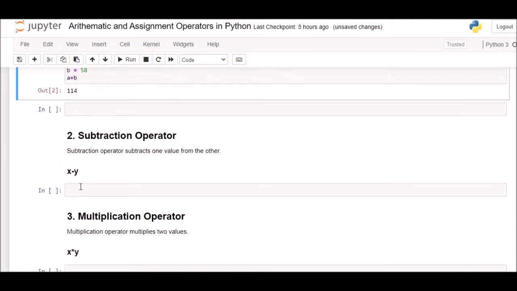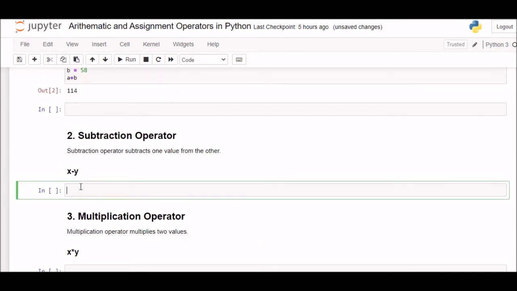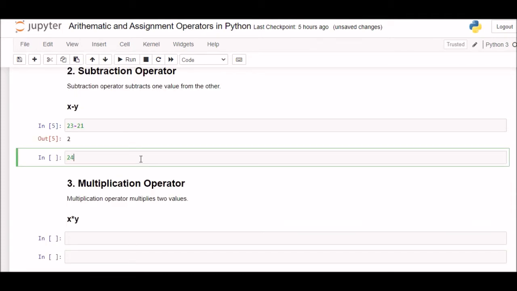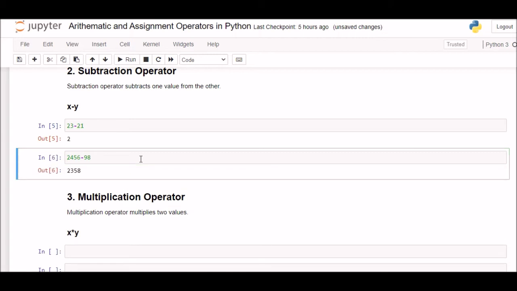Next one, subtraction operator. The subtraction operator subtracts one value from the other value. For example, 23 minus 21. Let's run the code. It gives the value 2. Okay, now another example, 2456 minus 98. Let's run the code. It returns 2358 respectively. So in this way you can perform the subtraction operator in Python.